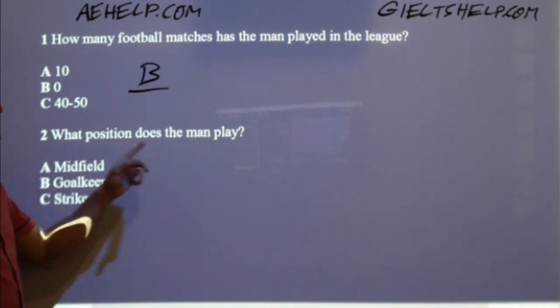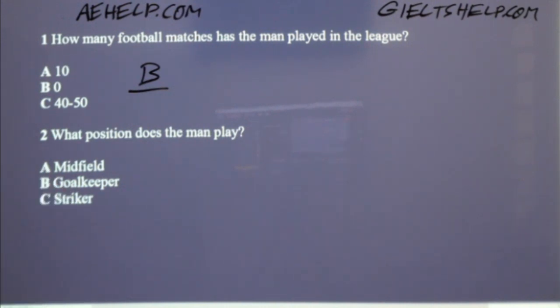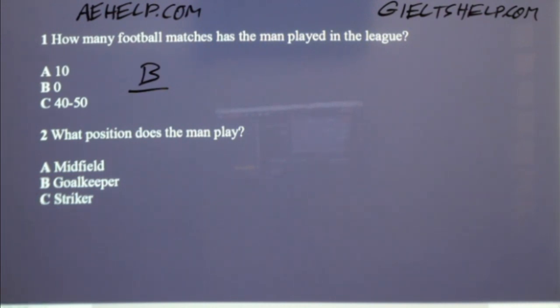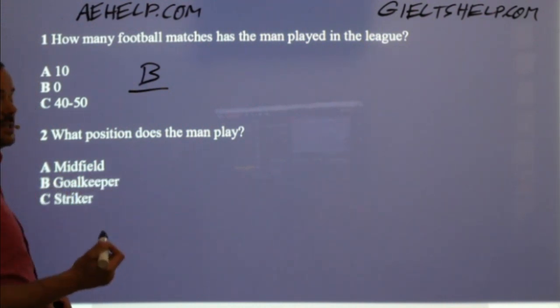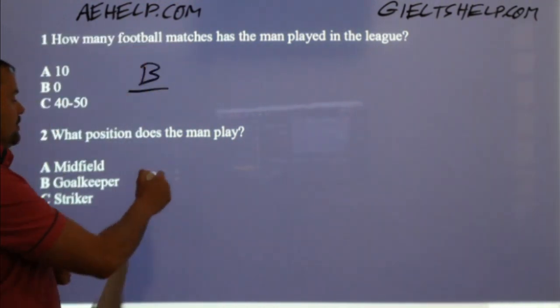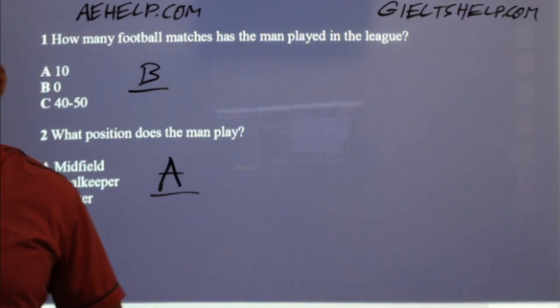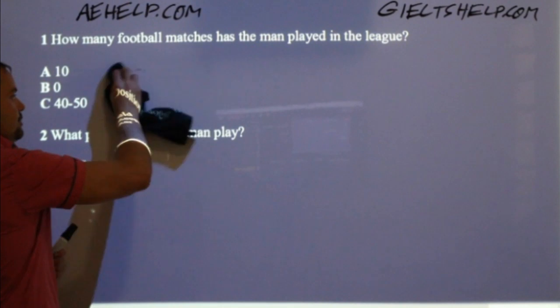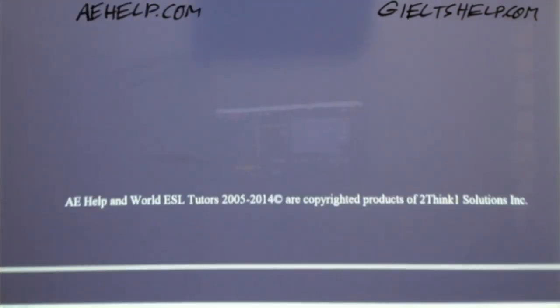Okay, number 2. What position does the man play? That's right, Erkin. He was a spectator. What position does the man play? A, midfield, B, goalkeeper, or C, striker? He says it very clearly. He says, okay, although I can play anything else aside from goalkeep. So really, he could be a striker or a midfielder, but he does say he's a midfielder. So the best answer, because in the IELTS you always have to give the best answer, is A. Okay, so B and A. He said aside from goalkeeper, which means that he does not play goalkeeper. All right, let's keep going.